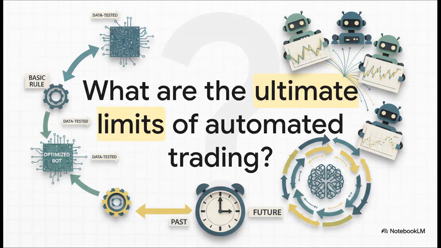So we've seen how a pretty simple rule can be tested, refined, and optimized into a genuinely powerful trading bot. It really leaves you with a fascinating question for the future, doesn't it? If algorithms are designed to find and exploit every tiny pattern in the market, what happens to the market itself when it's mostly just algorithms trading with other algorithms?